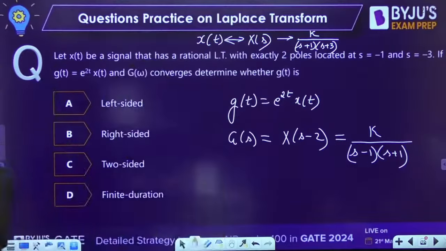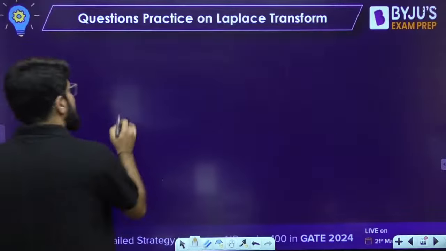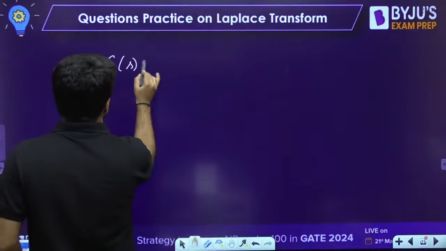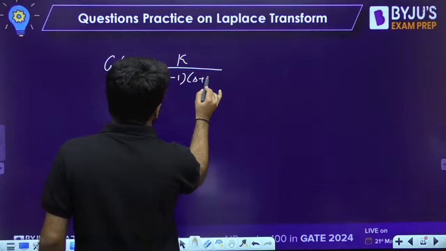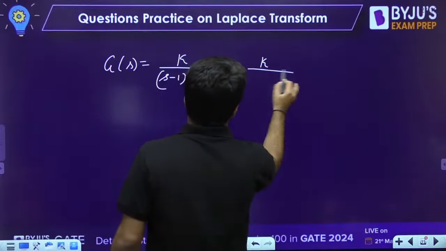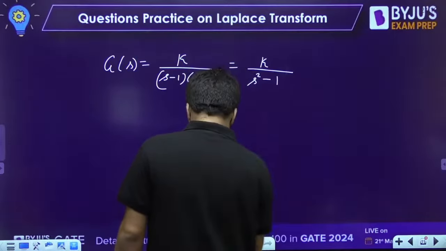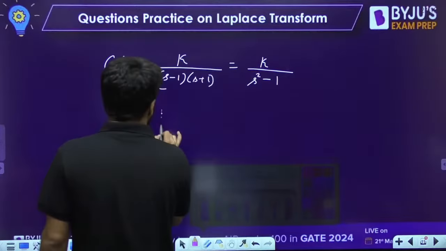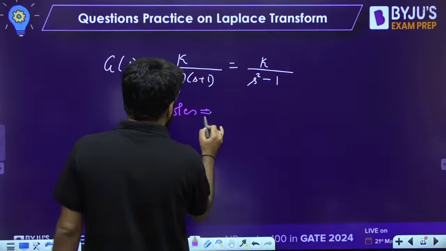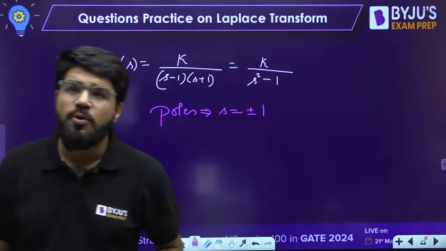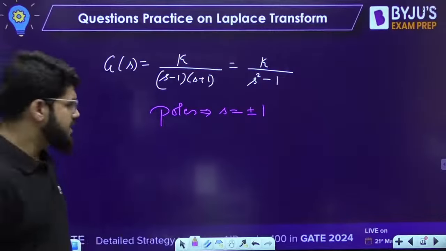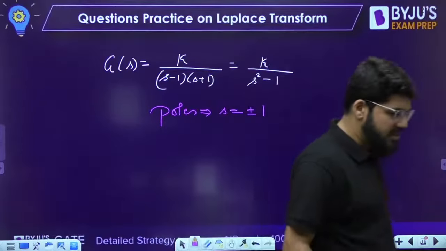So what are the poles of G(s)? G(s) is k by (s minus 1)(s plus 1), or you can also write this as k upon s squared minus 1. Then what are the poles of this function? The poles of G(s) are plus and minus 1. Minus 1 and plus 1, these are the two poles for G(s). Correct?